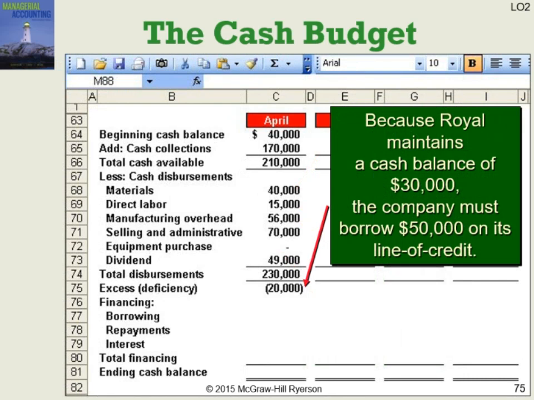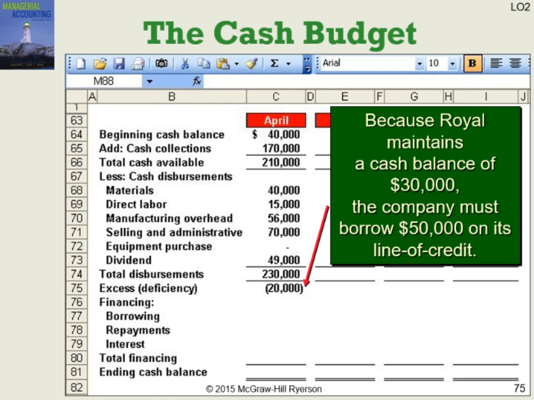So that gives us a net overdraft, I guess, or a net outflow of cash, a deficiency of cash. That's the word I'm looking for. It says right there on the screen. $210,000 coming in, $230,000 going out. That leaves us with negative $20,000, and of course the $210,000 includes the beginning cash balance, so that means we're actually in a negative position in our bank account. We're in an overdraft position.